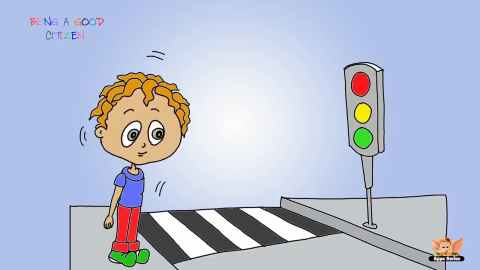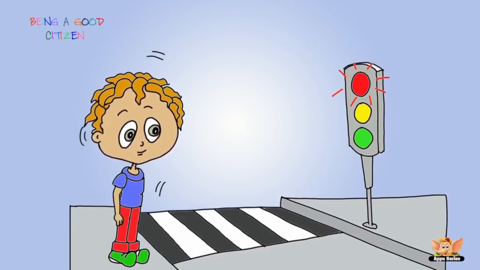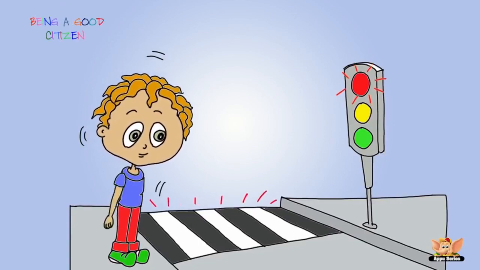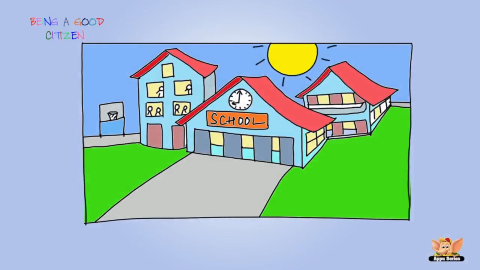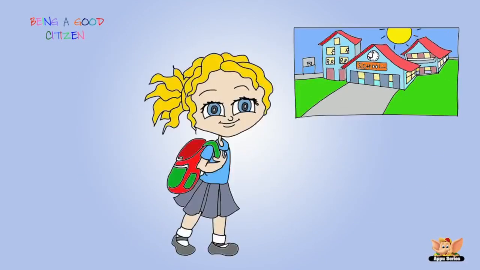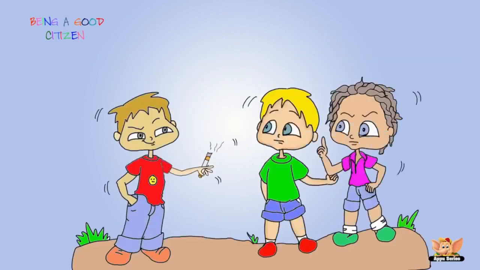Follow all the traffic rules. Wait for the signal to cross the road, and always cross at the zebra crossing. Follow school rules, be in your class on time, and respect the school property. A good citizen believes in doing what's right and guides his friends to do the same. Keep away from social evils like drinking, smoking, and stealing.